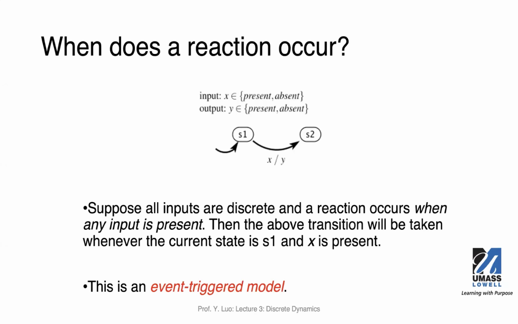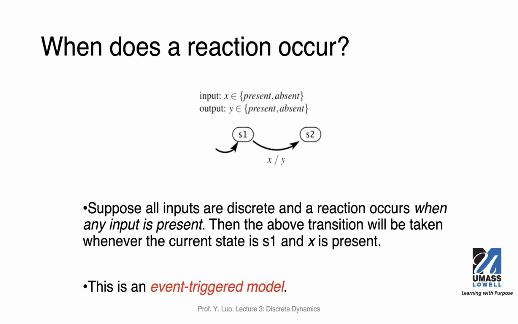Okay, so we talked about reactions and how we express the conditions, and we want to look at next how does a reaction occur. Let's say we have such a state machine.